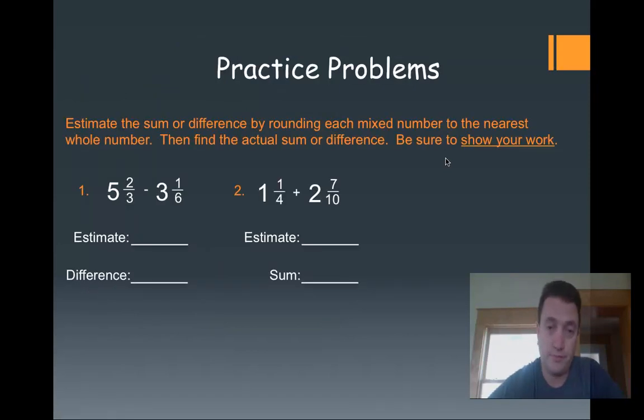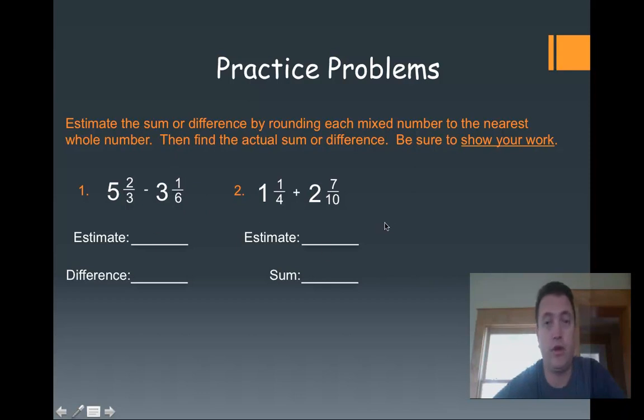Now it's your turn. These are the practice problems you're going to need to do. You're going to need to estimate the sum or difference by rounding each mixed number to the nearest whole number. I know it says whole number, but don't be confused, okay? That's the same kind of directions you're going to see in your seat work, but that just means to the nearest. So this should be nearest to whichever half or whole number it is.